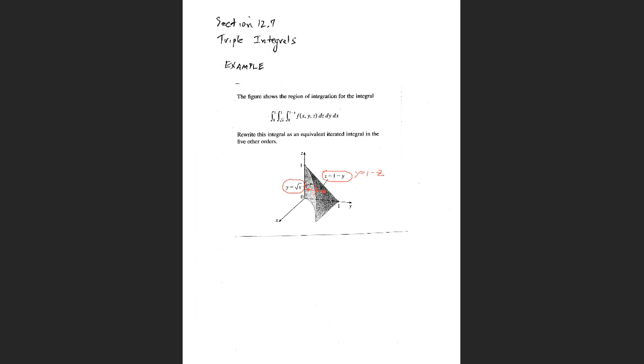Let's think about the XZ plane. So if we project this solid into the XZ plane, what would the region D look like? Again, just to remind you, what we're doing now is dy dx dz. So what would the region look like?